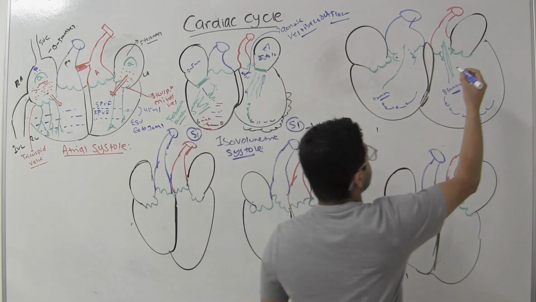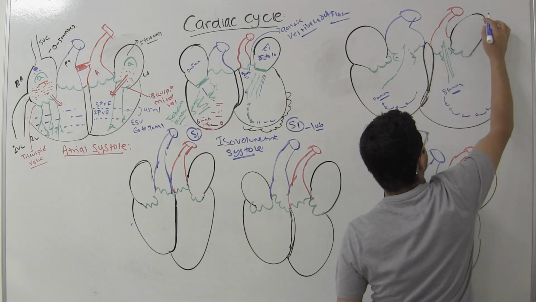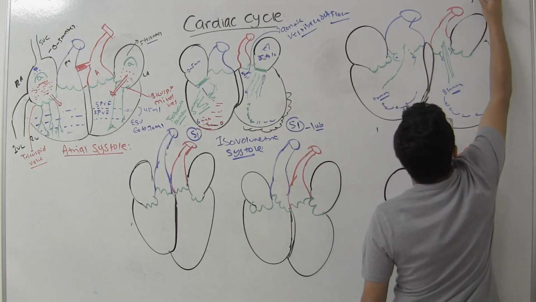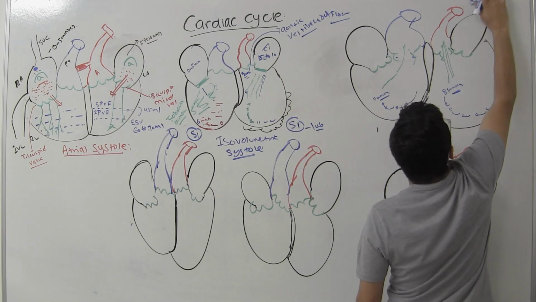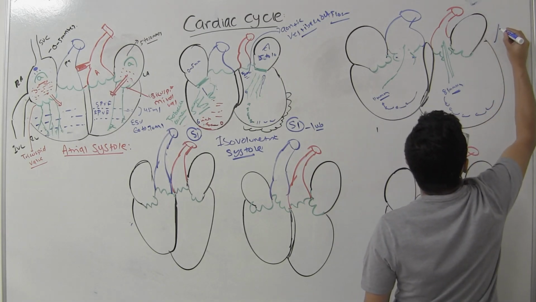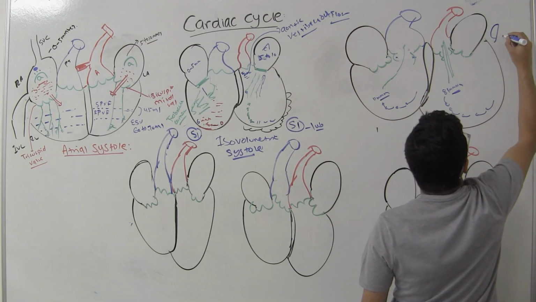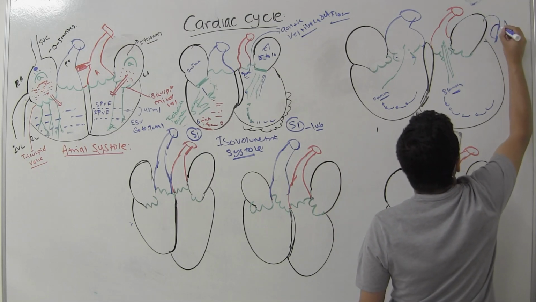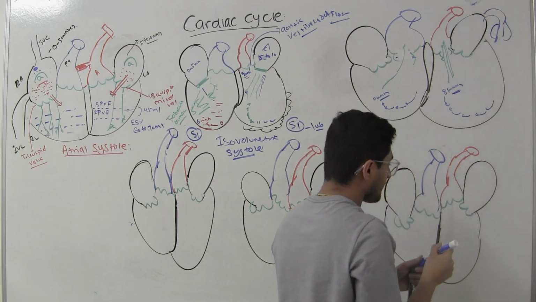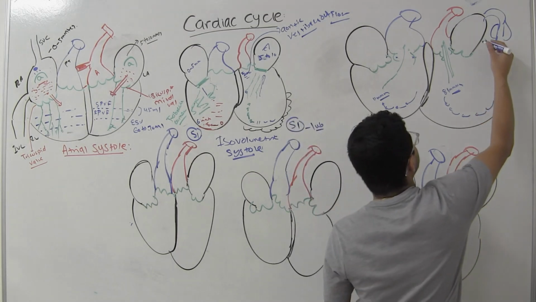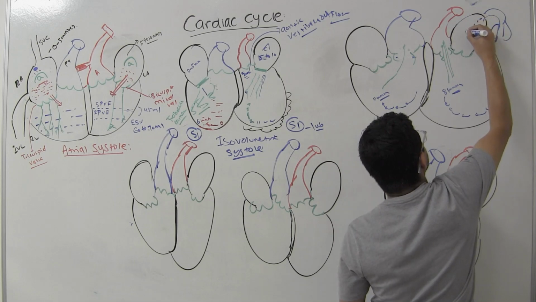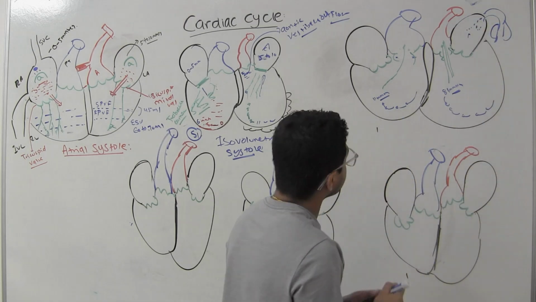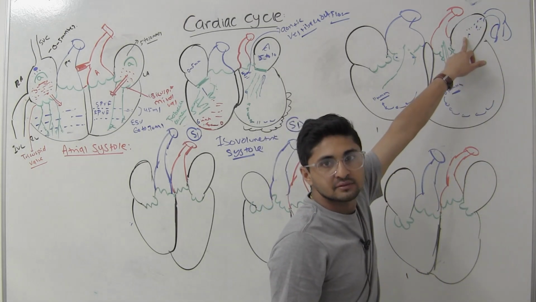Your left ventricle, because your mitral valve is closed, right? So what happens is that it will start receiving blood from the lungs, from the venous blood from the lungs. That's what these guys are doing. That's what is going to happen at that time.